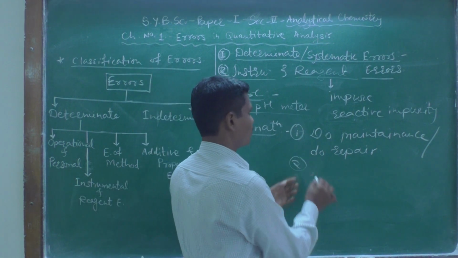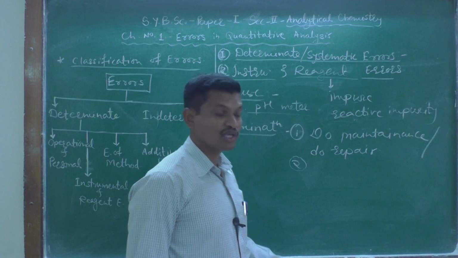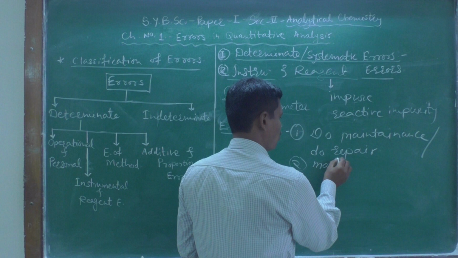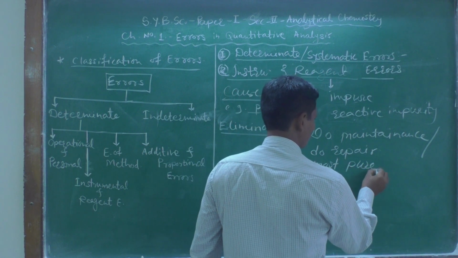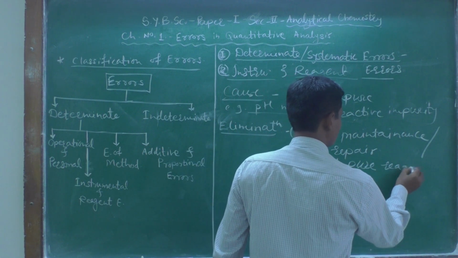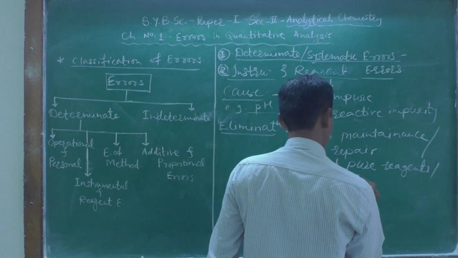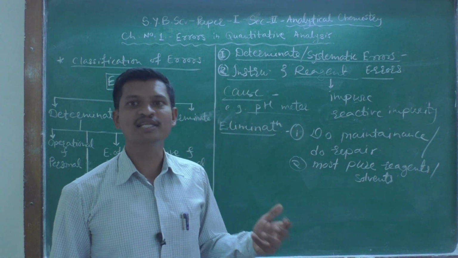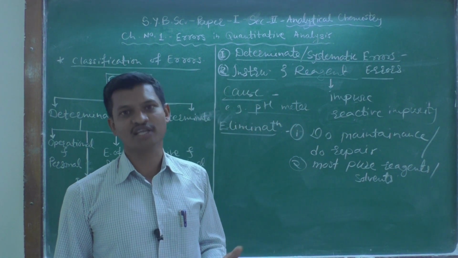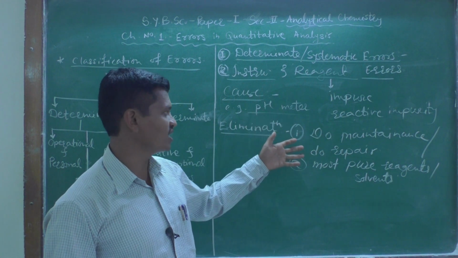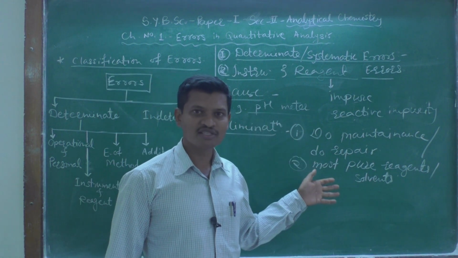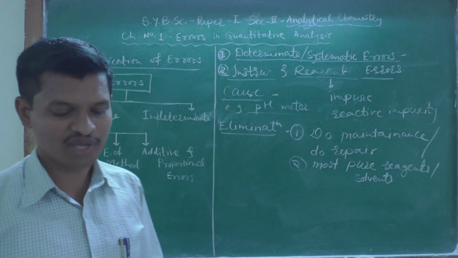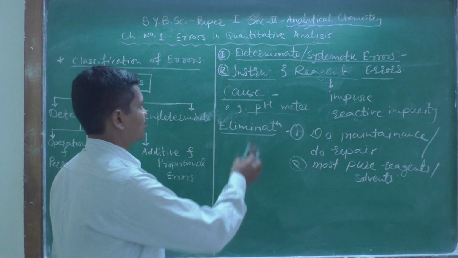Another thing, for reagents or solvents, if we take the purest solvents and the purest reagents, then there is little chance of getting reagent errors. So these are the very simple ways by which we can eliminate the instrumental and reagent errors. Okay, so this is all about the second type of error.